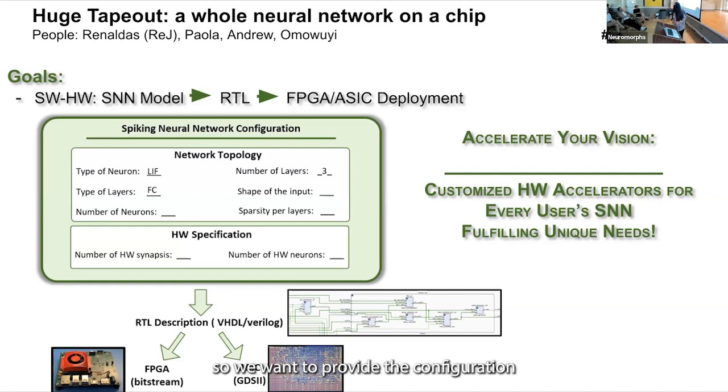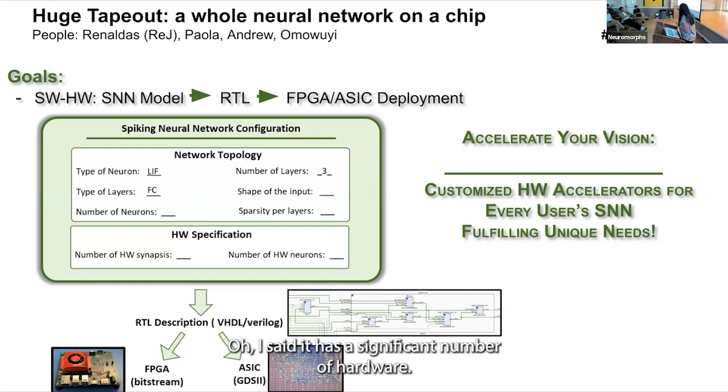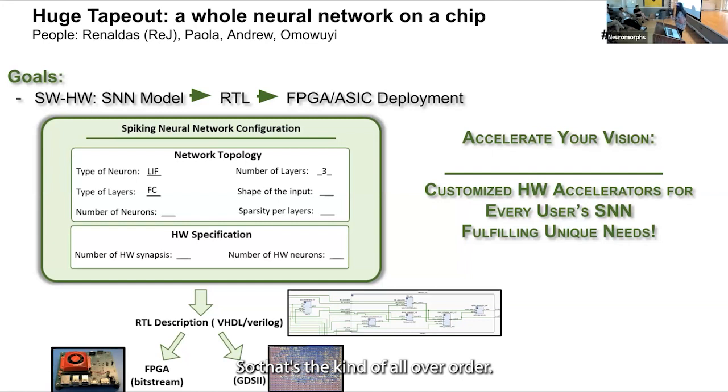So we want to provide a configuration panel where the user can put the network topology, such as the number of layers, the type of neuron, etc., and other specifications such as the number of hardware synapses and neurons. This will output an RTL description, a hardware description that can be implemented on FPGA or an ASIC.